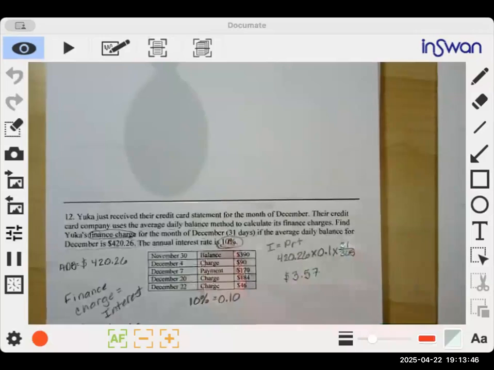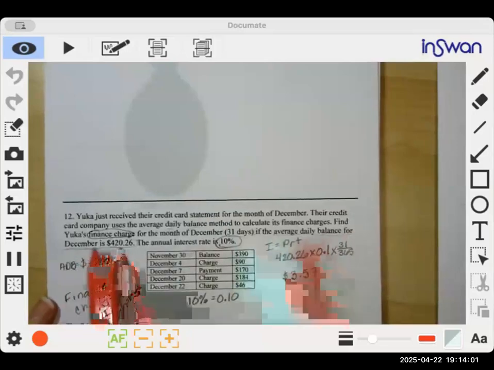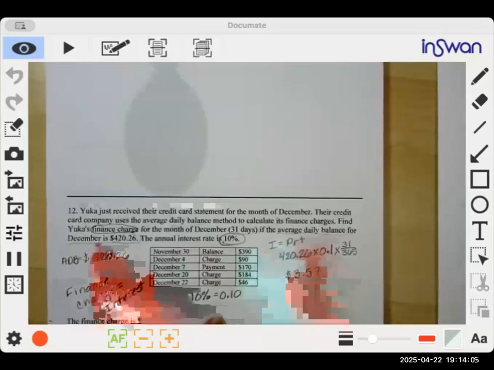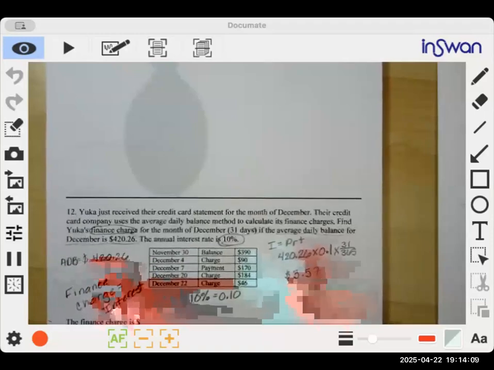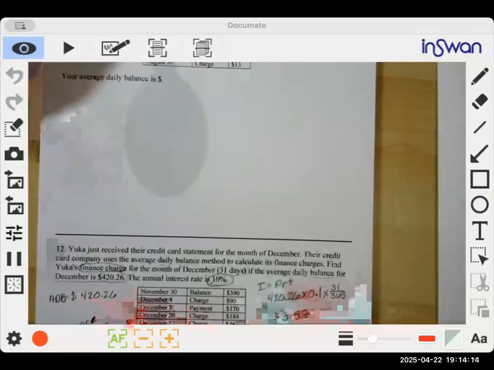Okay, any questions on this one, or what problem should we do next? So we don't need to do anything with the table for this one? No, because it told us the average daily balance. It was nice of them to do that for us. Will you go over question 11 so we can see you make the table, please? You just want me to make the table, don't you?